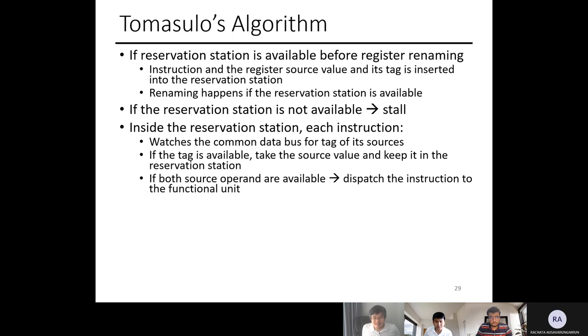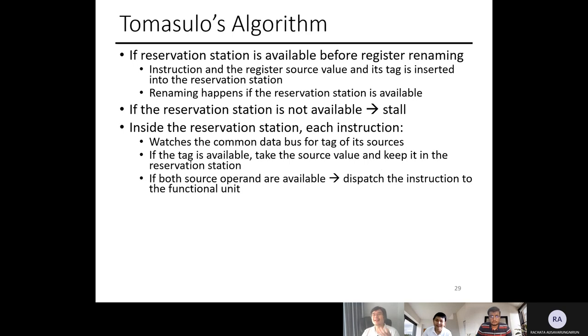Inside the station, this is what happens. Every instruction would watch. There's a common data bus, so we're going to go more into the hardware design, right? How does each of these structures communicate? Because at the end of the day, when things are done, you need to update the value. To do that, you have a bus. What is a bus? Are both of you familiar with the concept of a bus? Think of it as a wire. It connects components. And the reason why we call it a bus is, what does a bus do in the real world? It moves people, right?